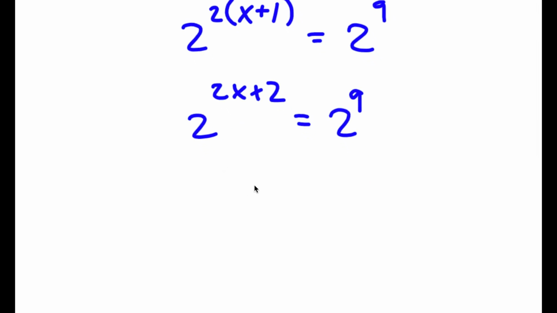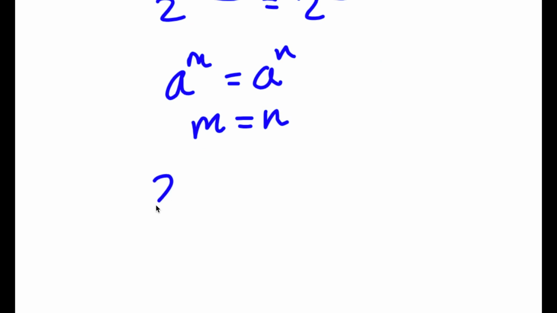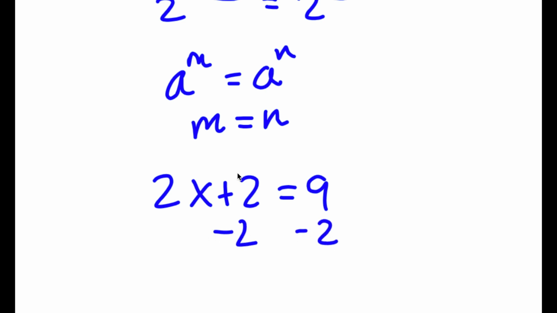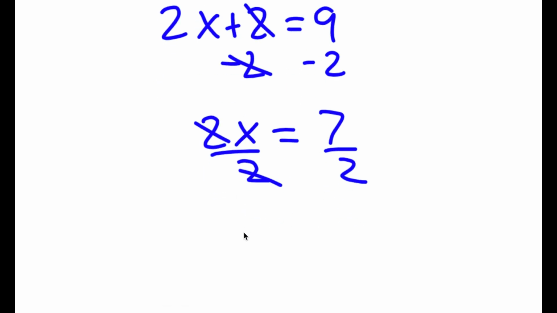And if I have something in the form a to the power of m is equal to a to the power of n, this means that m is equal to n. So in this case, m is 2x plus 2, and n is 9. So now I have 2x plus 2 is equal to 9. So to solve this, I can subtract 2 on both sides. These two cancel out. So I get 2x equals 7. And if I divide both sides by 2, I get x is equal to 7 over 2.